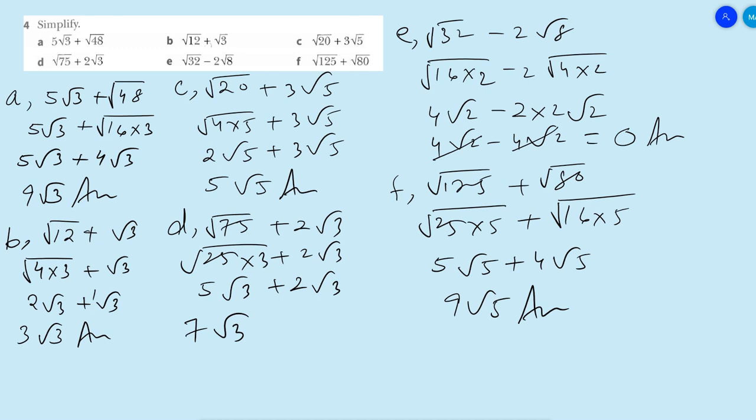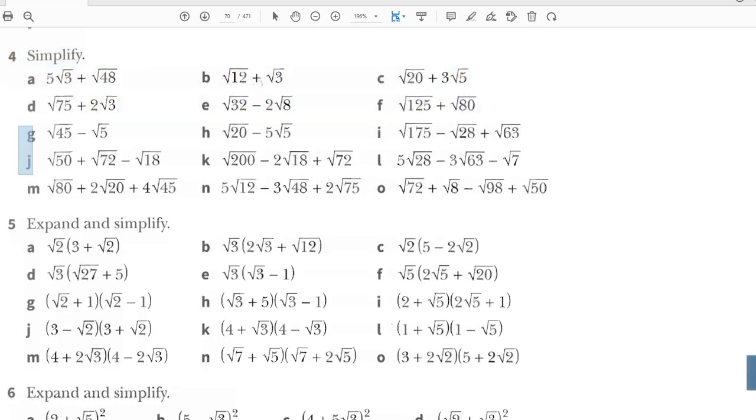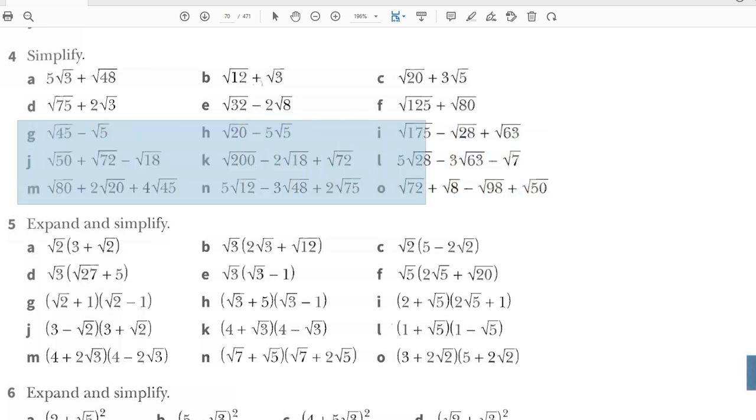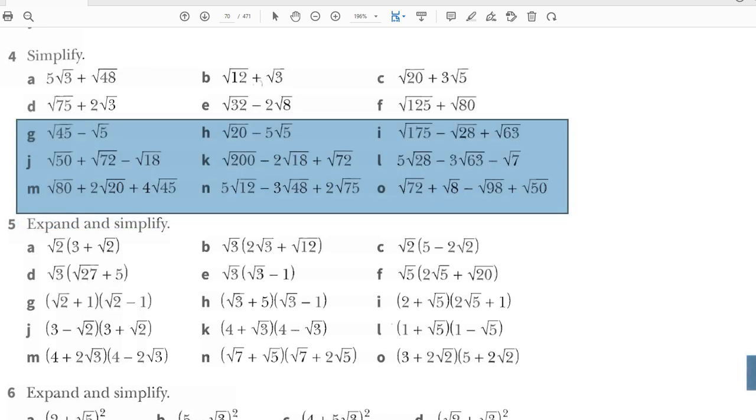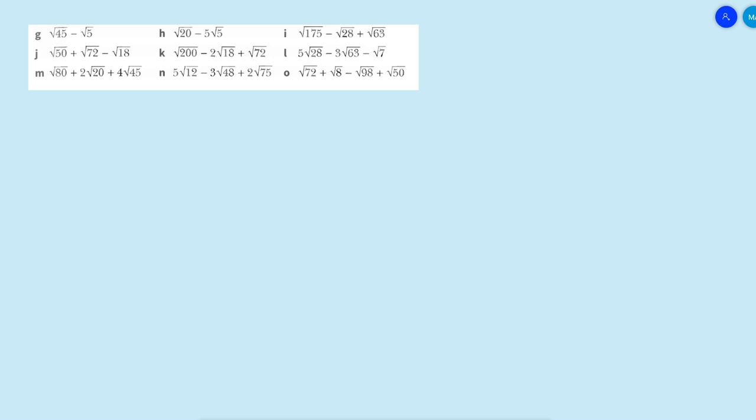Hope you understand. Come to the remaining parts of question number 4. Part G. Part G is square root of 45 minus root 5. Very easy, 45 can be written 9 times 5, minus root 5. Square root of 9 is 3, so 3 root 5 minus root 5, and there is no coefficient of the second root 5, so it means 1. 3 minus 1 is 2 root 5.